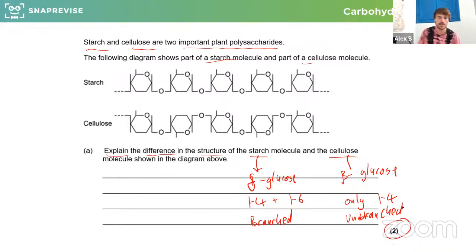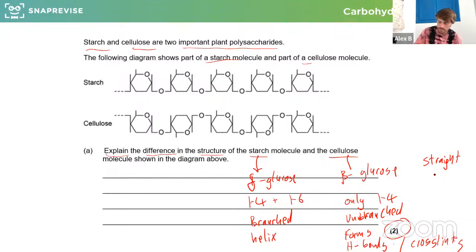Kind of turn this into a comparison now. Forms H bonds/crosslinks, nice. Someone mentioned the shape. Oh yeah, nice. So helix or spiral, and this is like straight chains. Yeah, nice. That's probably enough to be getting on with.